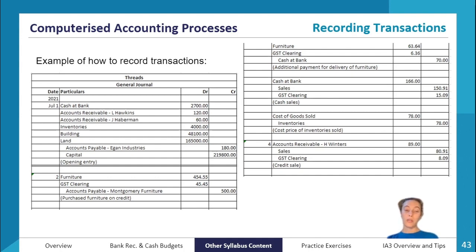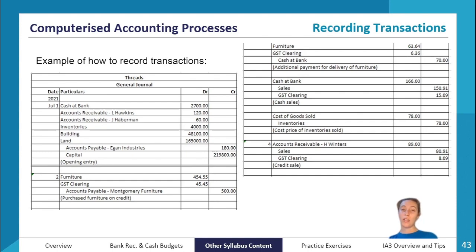We have got a purchase of furniture on credit. So furniture is our asset that's increasing. An asset is a debit by nature. So it's in the debit column, it's increasing, and so it stays in that debit column. Accounts payable is a credit, and that is increasing. Accounts payable is a credit by nature, so it stays in that credit column.